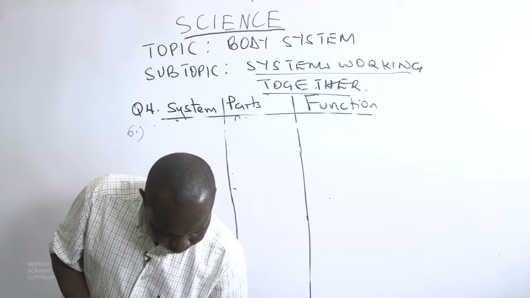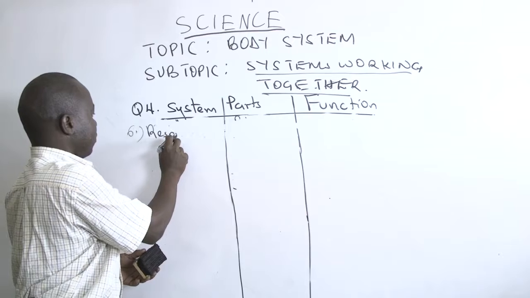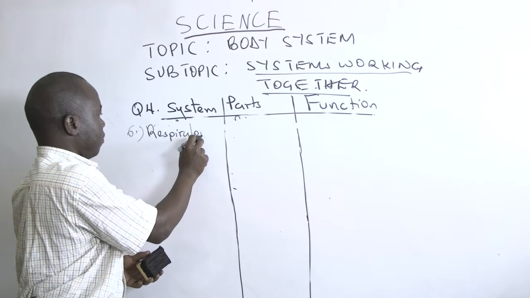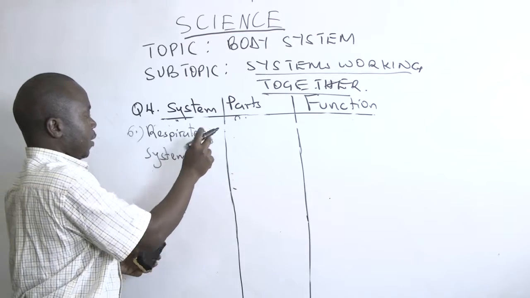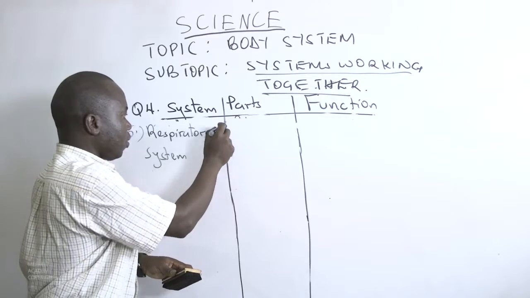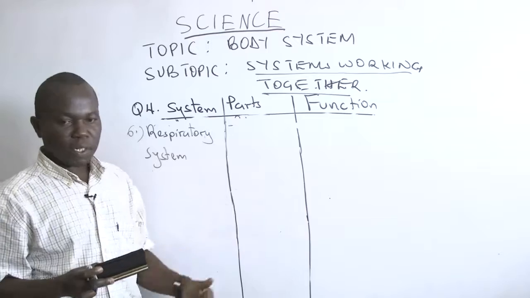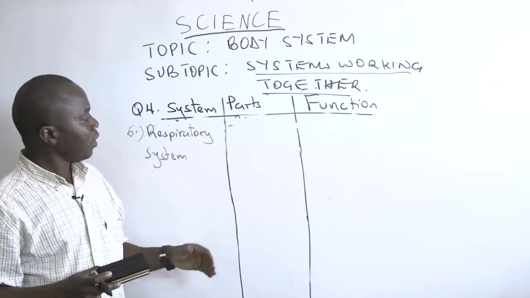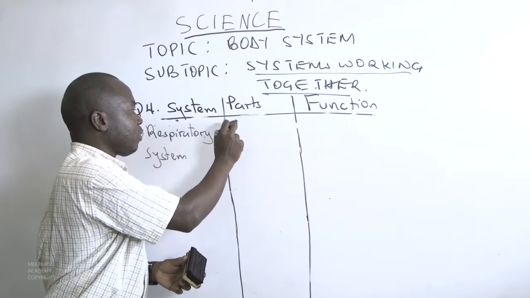System number 6, we have the respiratory system. We also have some knowledge of the respiratory system. We have already gone through it. This is just a summary. We were able to mention some of those parts. We have the nasal cavity.